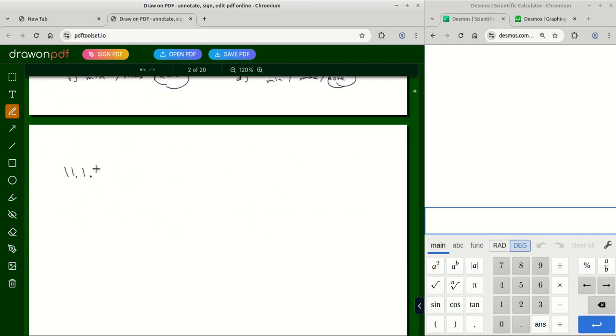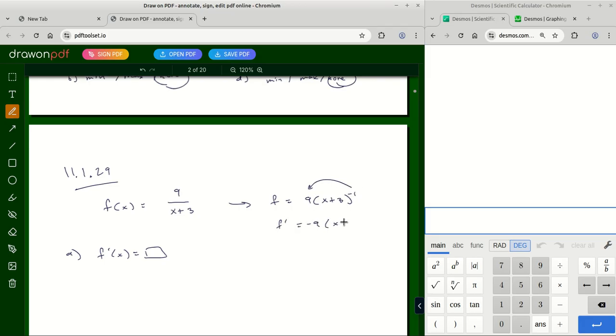Okay, so 11.1.29. I have my original f of x is equal to 9 over x plus 3. And they have a couple things they want to find. So part A says find the derivative. So we're going to find the first derivative. This is super easy. So what I'm going to do beforehand is say that this is 9 times x plus 3 to the negative 1. And then to find my derivative, I basically just bring this negative 1 down, and then I subtract 1 from the power, so that it now looks like this, now with a square on the bottom. So there's your answer. We're done. Yay.